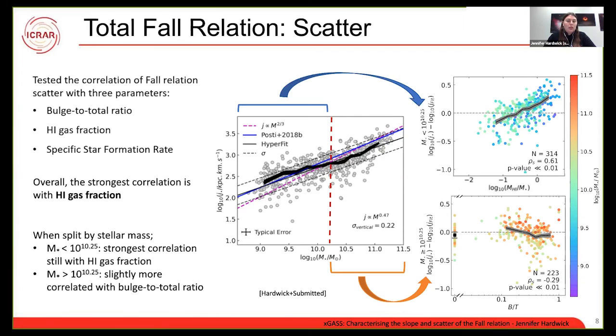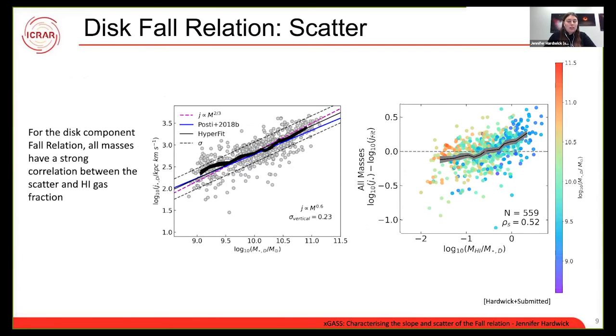If we now look at just the disk component again, so this is the disk component for the relation I showed earlier, we see now that the scatter of the relation is always correlated with HI gas fraction at all stellar masses. And that's what you can see here on the right, where we've got the HI over disk stellar mass against this vertical offset. And you can see the running median here is showing a strong correlation between the two.